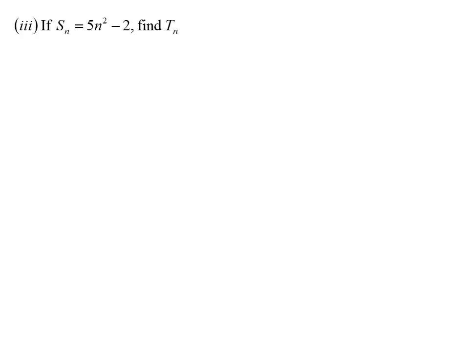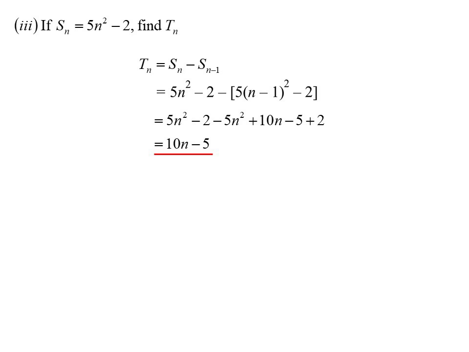This time we've been given a formula for the sum to n terms, and we have to find the general term. Well, I could use that same idea then. If I grabbed sum n and subtracted the one before it, so sum n minus 1, the general formula there was 5n squared minus 2. But I'll subtract, but instead of having n there, I'll have n minus 1. This should give me the general term. So let's expand out, simplify, and then we've got it. There it is, 10n minus 5.